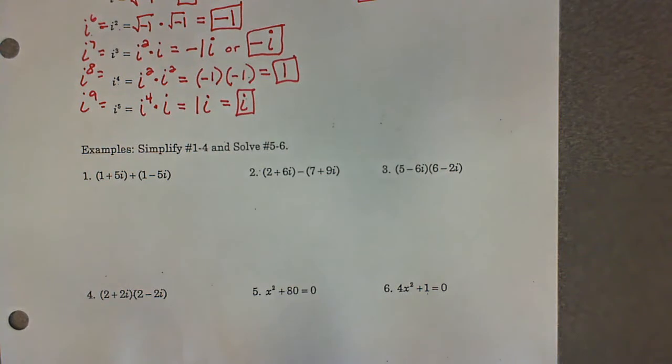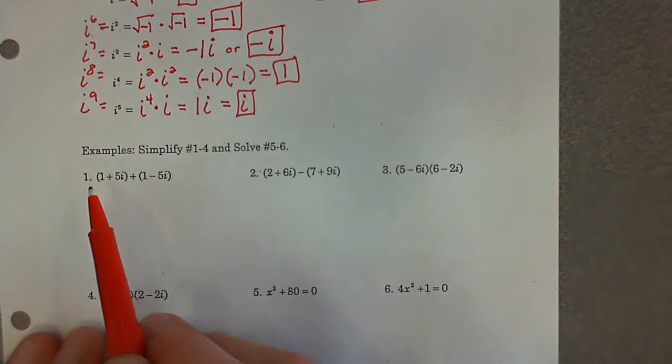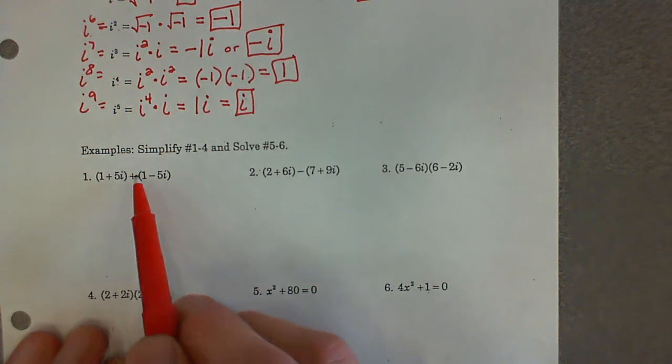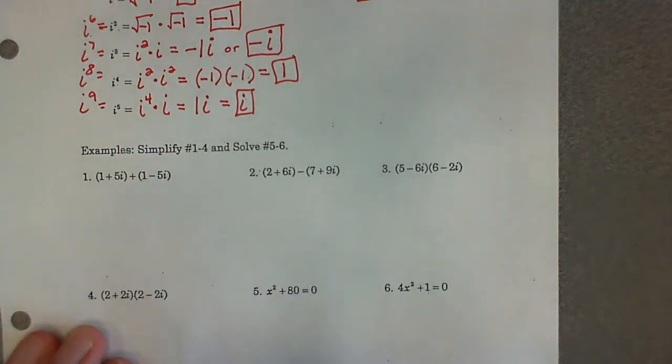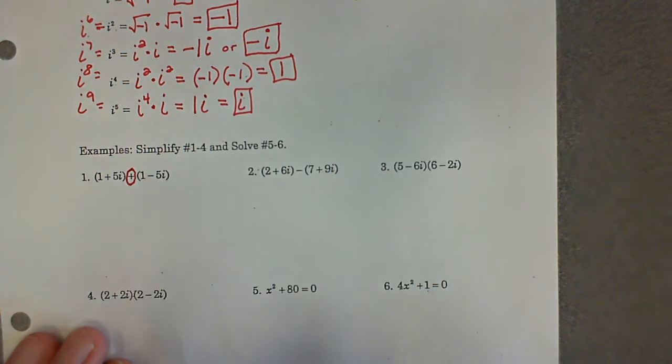Okay, in the bottom section, 1 through 6 here, we're going to look at manipulating expressions that have imaginary numbers in them. So here we've got 1 plus 5i plus 1 minus 5i. Well, the question here is, do you need to do FOIL? The answer to that would be no, because we are adding. And if you're adding, all you need to do is combine up like terms.